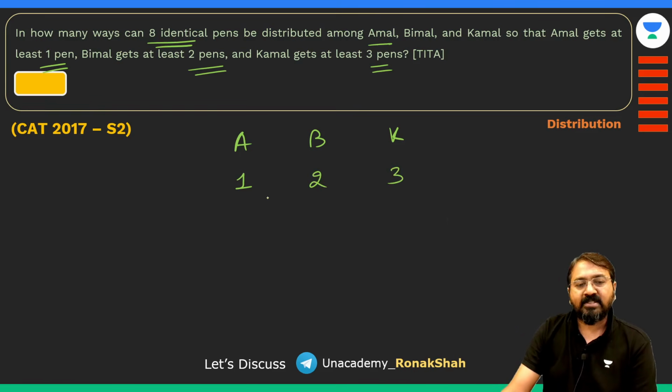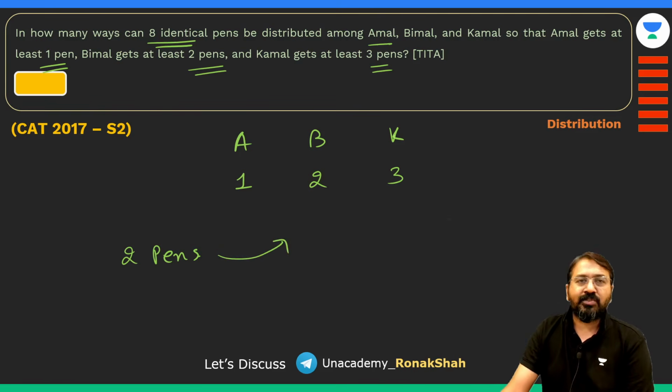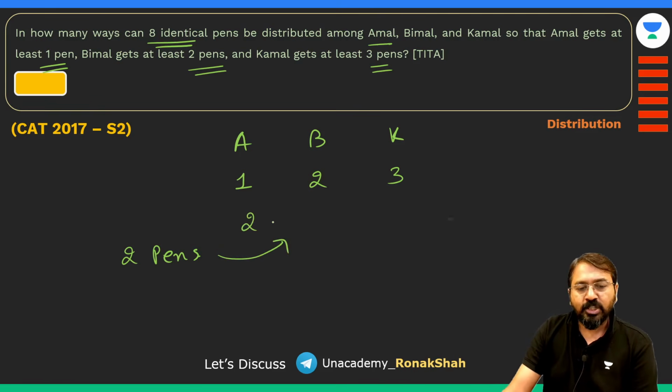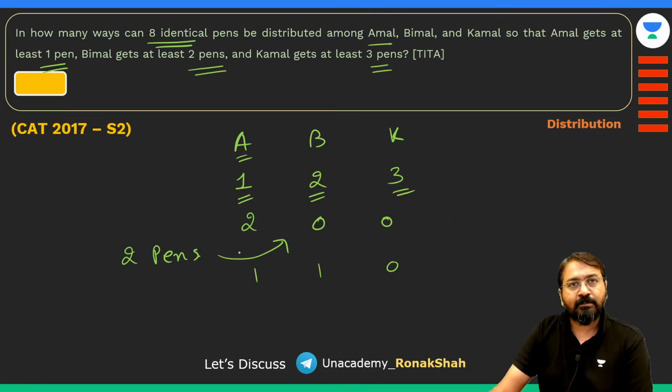So my 6 pens are gone. Now I'm left with 2 pens. Okay, and I'll try to distribute these 2 pens among these 3 children. So even if you do it this way, say 2 0 0, or you do it 1 1 0 and so on and so forth, ultimately Amal will get at least 1 pen, Bimal will get at least 2 pens, Kamal will get at least 3 pens, because we have already given them those pens, right?